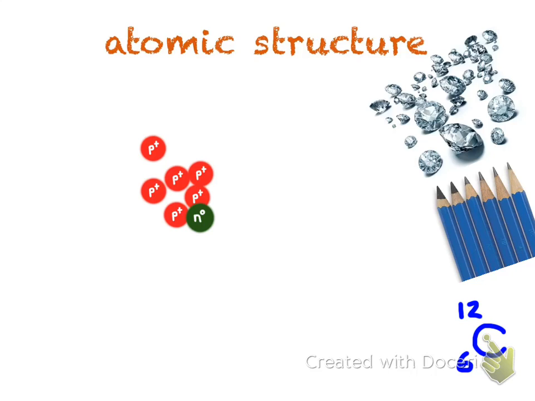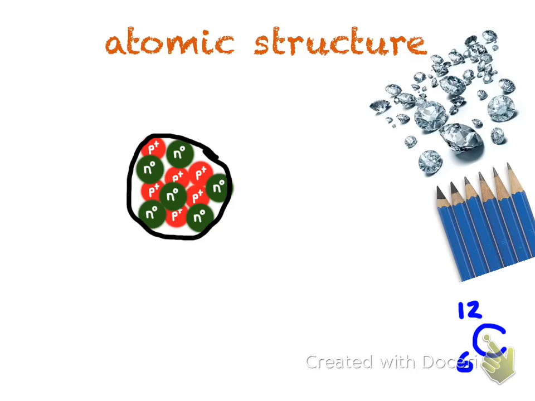There are also neutrons in the nucleus. And the mass number of 12 tells us the number of protons and neutrons. So if you take 12 and you subtract the 6 protons, it leaves you with 6 neutrons in the nucleus. So the protons and neutrons are bound together by strong atomic forces, and they form the nucleus of the atom.